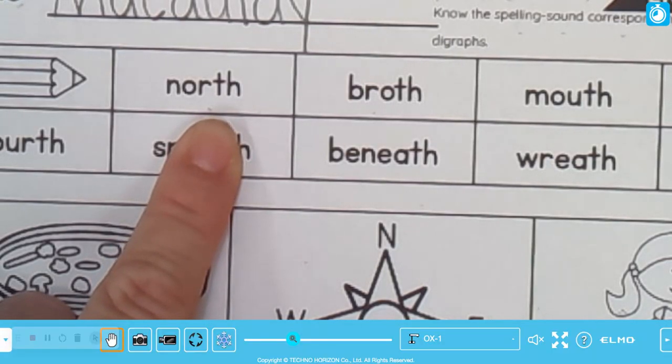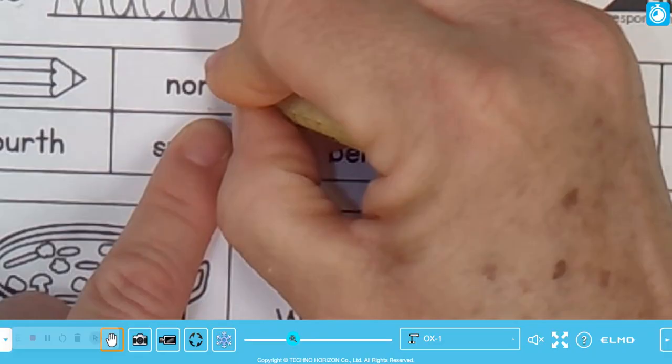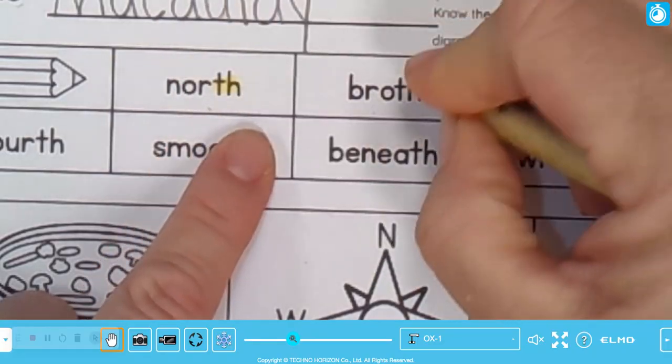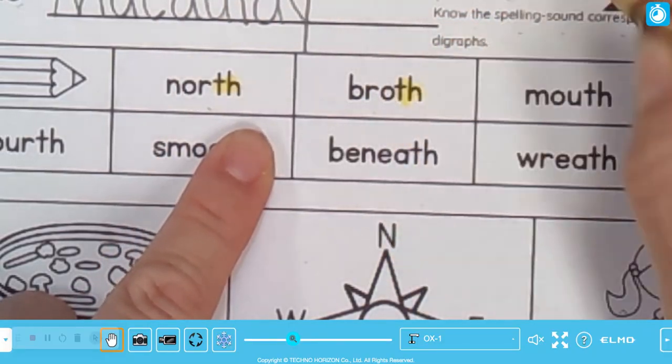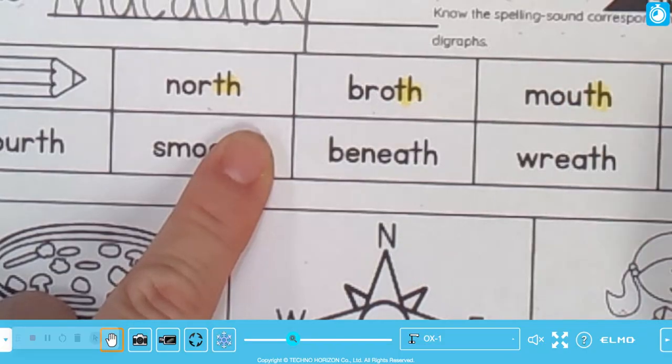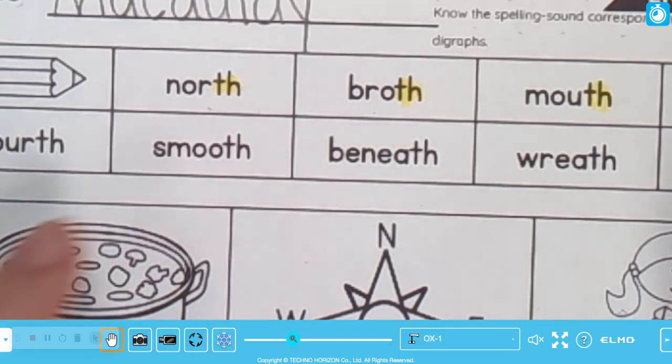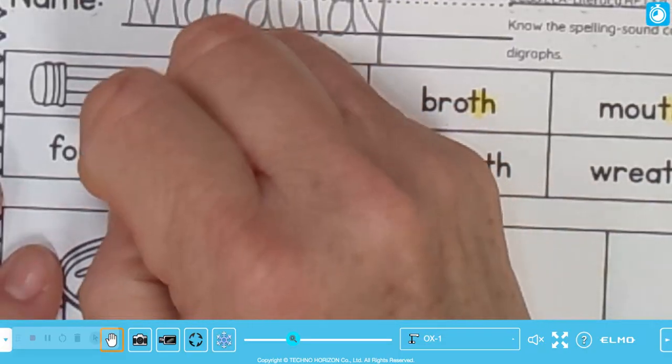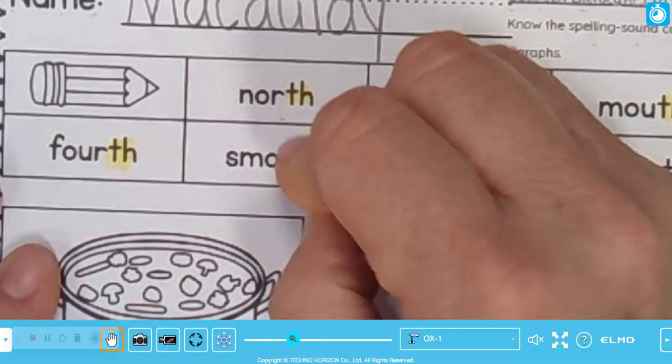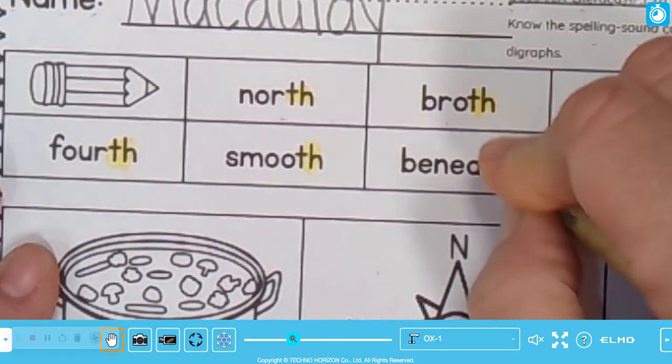And you do not have to color this yellow. I'm just going to color it yellow so you can see the TH at the end of each word. You do not have to color it yellow, okay? That is not what you have to do. I'm just doing it so you can see the TH. And the TH makes a th sound.